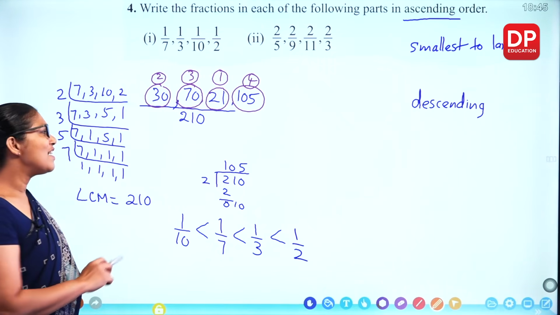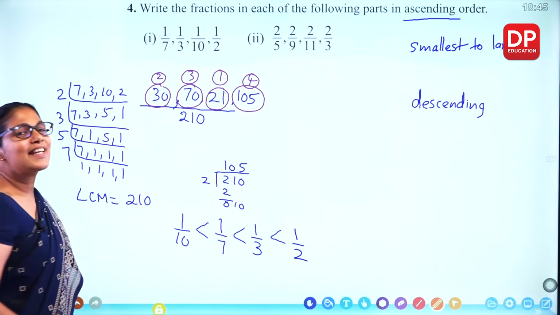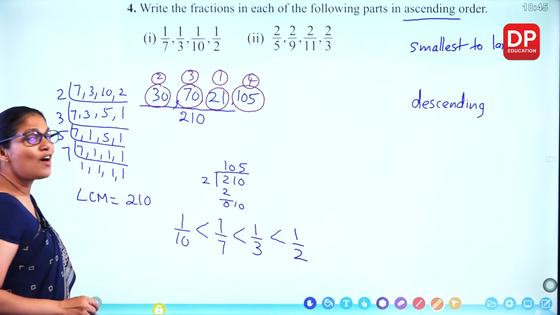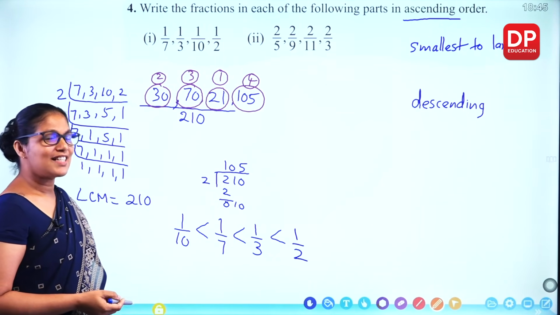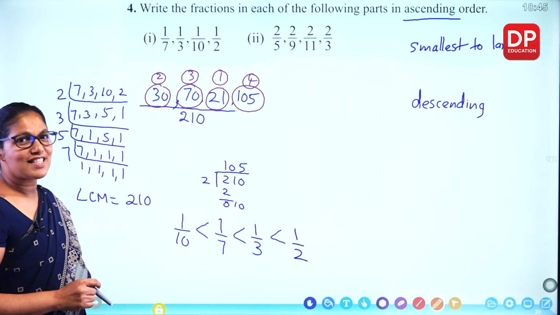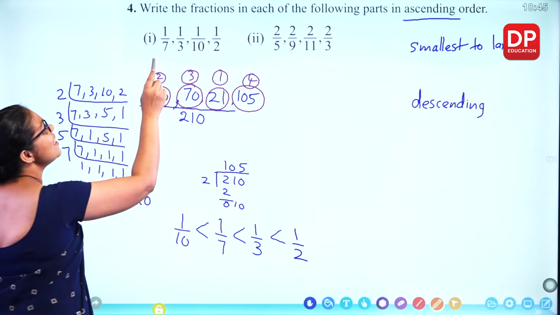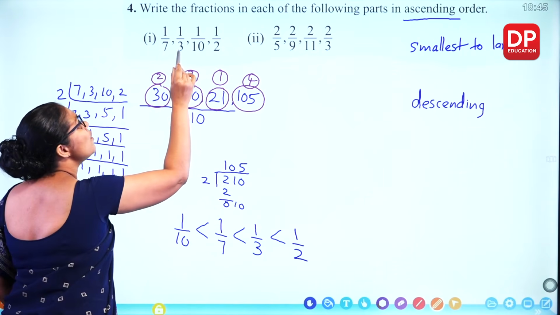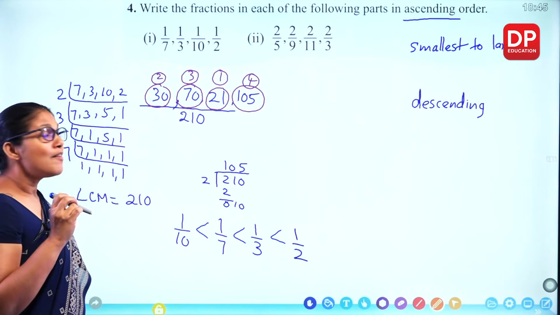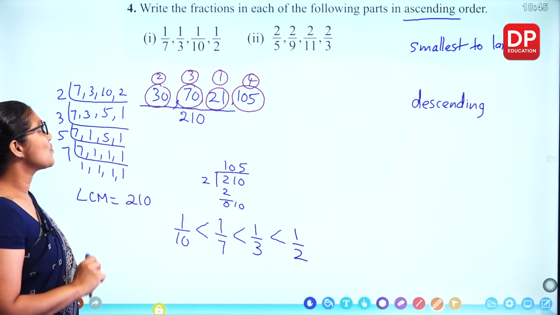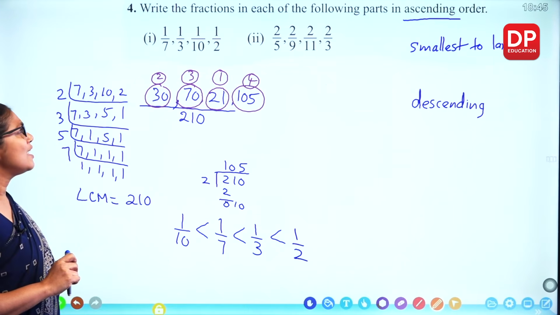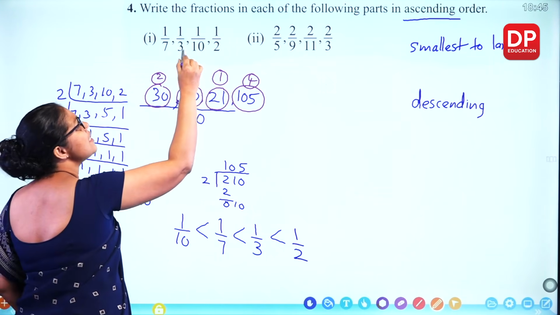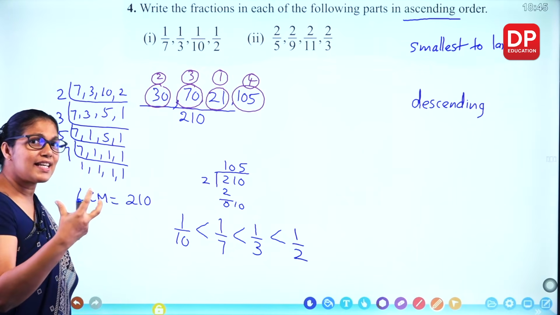But without doing this, if you look carefully, what can you see? All these numerators are ones. What do you call that? Unit fractions. So here we can see all the numerators are equal. So therefore, we can look at the denominators and find out the lowest one. How do we decide which one is the lowest? So here, when you take a higher denominator, you get a smaller value.